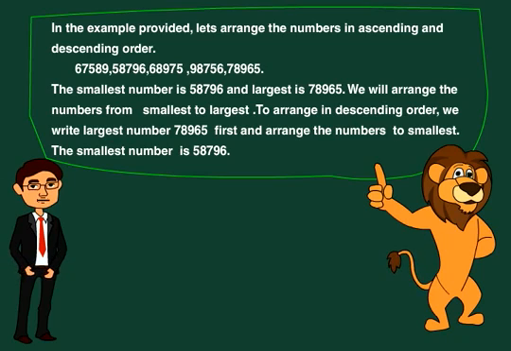To arrange in descending order, we write the largest number, 78,965, first and arrange the numbers down to the smallest. The smallest number is 58,796.